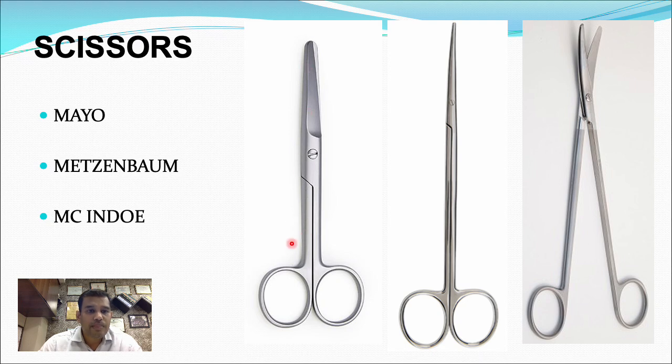So this is Mayo scissors, a stout scissors. This is Metzenbaum scissors, very sleek and slender. It is available in both straight and curved varieties. So what are the uses of these instruments? Metzenbaum is basically used for fine dissection or tissue dissection when you are doing a surgery. Mayo is for cutting thicker tissues, tubings, and sutures.